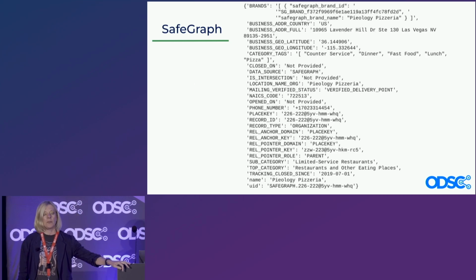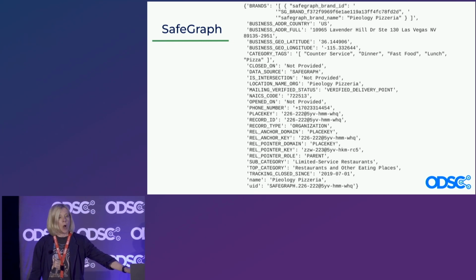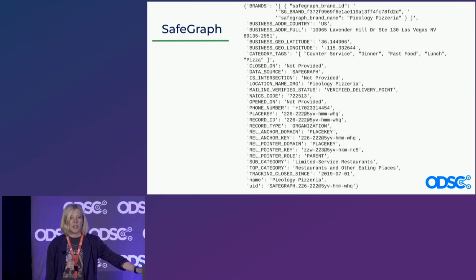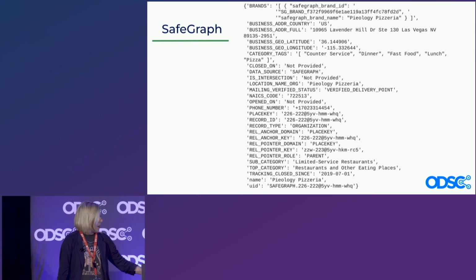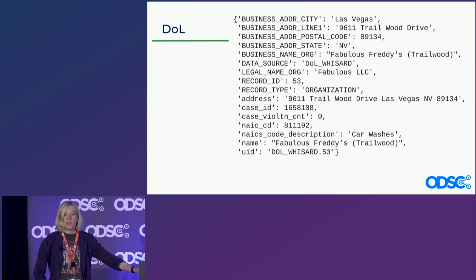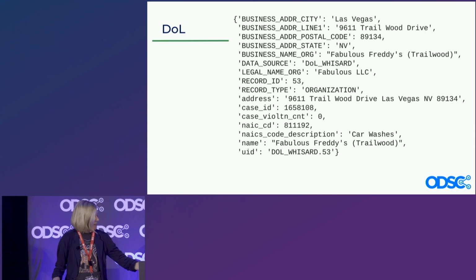So let's just talk really quick, and this is an eye chart. I don't expect you to be able to read it, but this is what the data looks like. SafeGraph has a whole bunch of entries on companies or locations. At the very bottom, you can see this is a pizza place in Las Vegas. Here's what the Department of Labor data set looks like. I've got business names in here. You'll notice that the addresses look slightly different between each of these data sets.